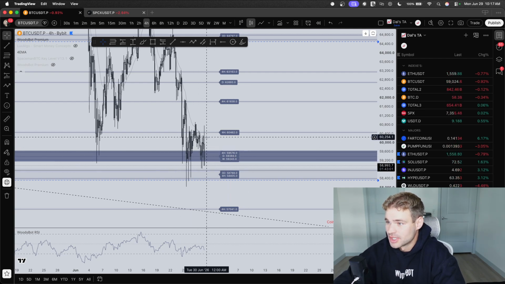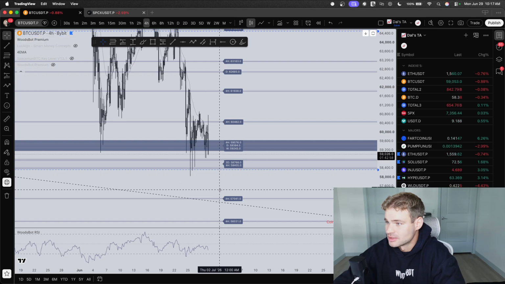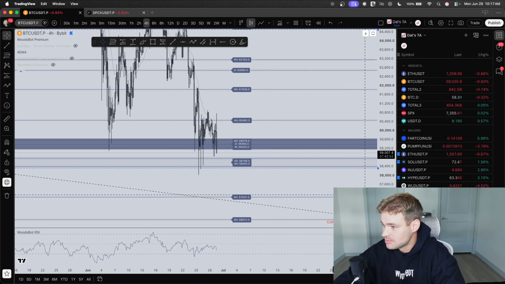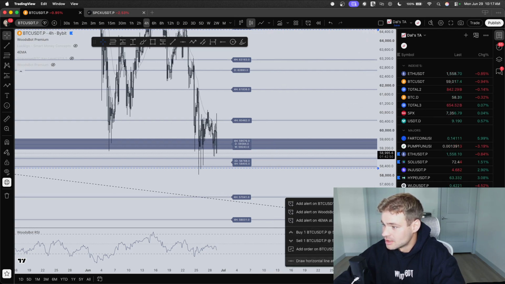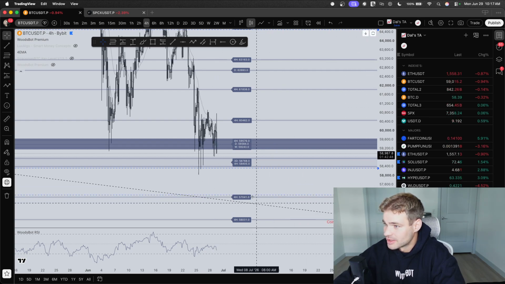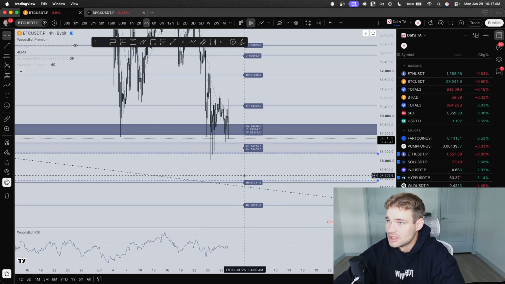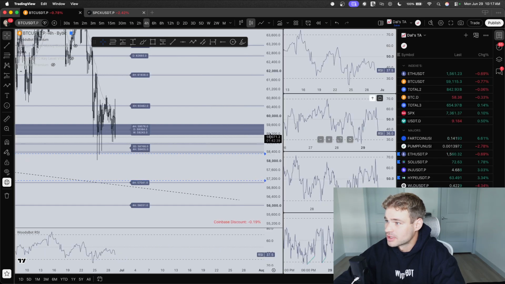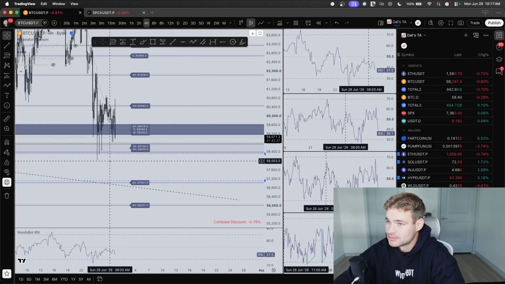I'm not looking to play this right now. I am definitely not looking to play this. I would maybe be interested to play the 58.7, but I actually want the 57 level. This is my main area right here. Sweep of these lows. And we'll look at the RSI and see if that's actually heading there as well, because we need further confirmation.